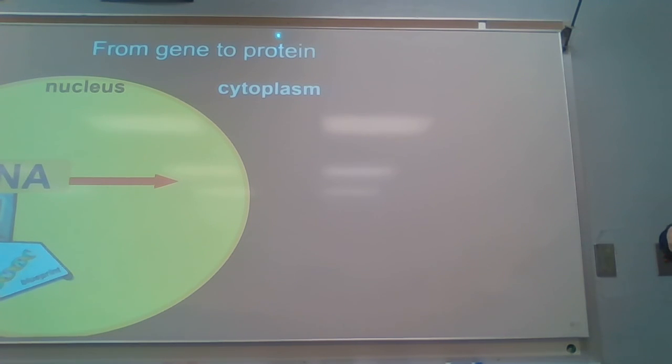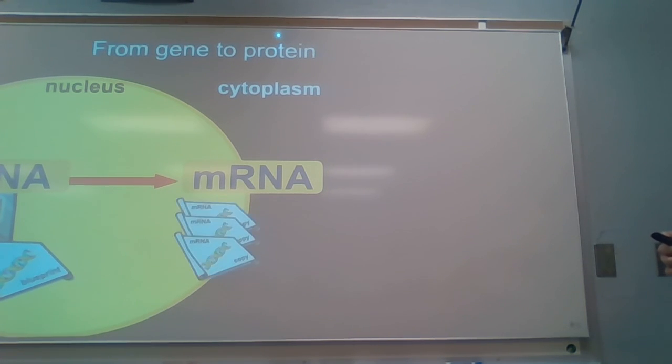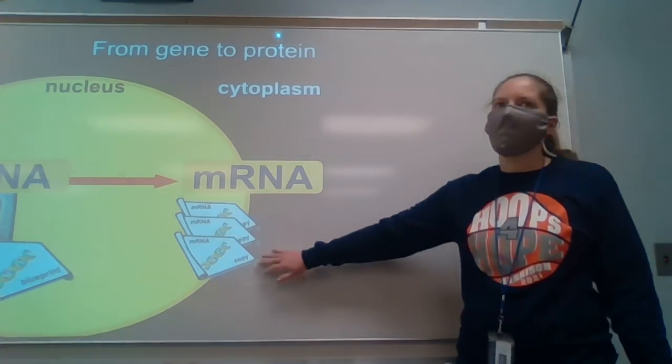So in order to use it, what do you think we have to do with that information? We have to copy it. Okay? So there's multiple different forms of RNA, but when we want to make a protein, the message is coded in that mRNA. So the mRNA is just like a copy of the blueprint.